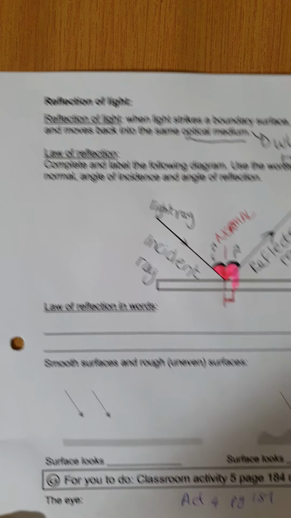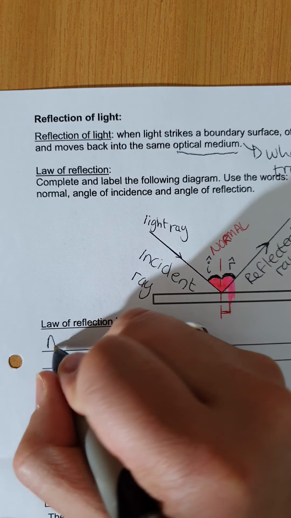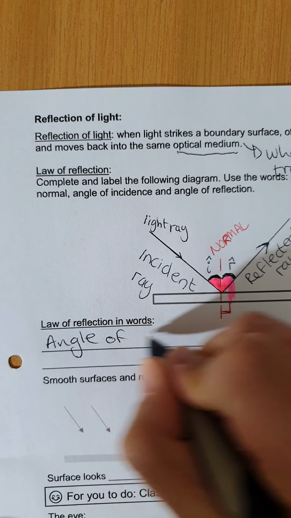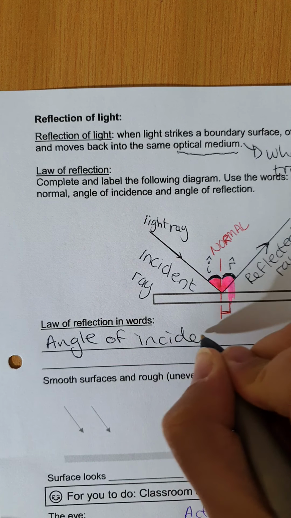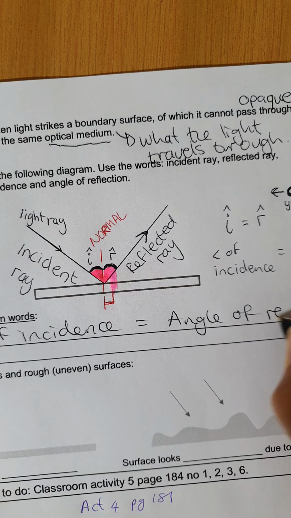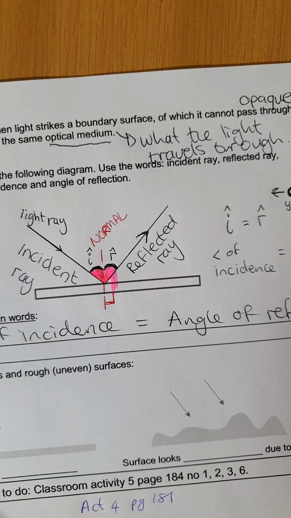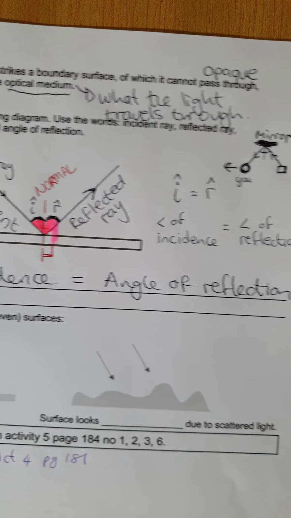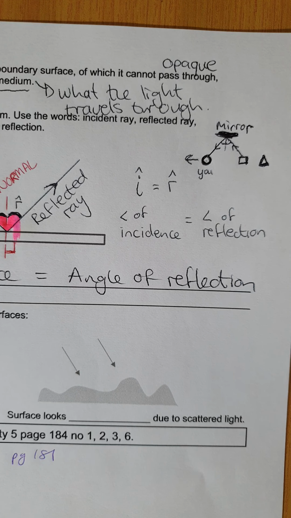Okay, so the law of reflection in words says the angle of incidence is equal to the angle of reflection. That is the law. The angle of incidence is equal to the angle of reflection.